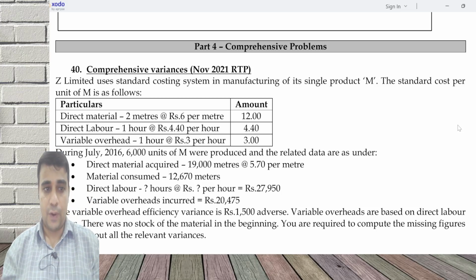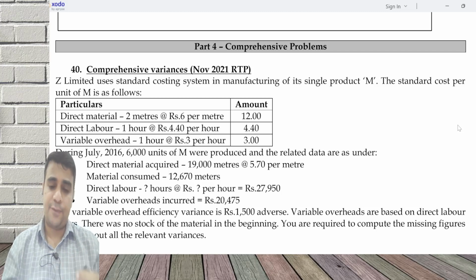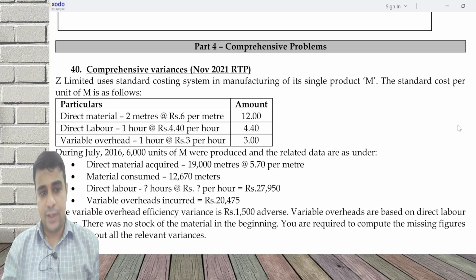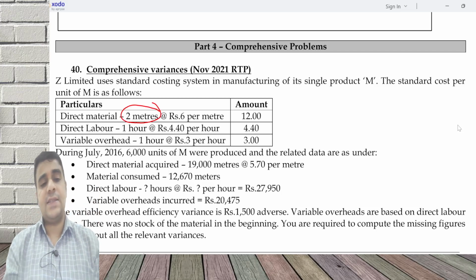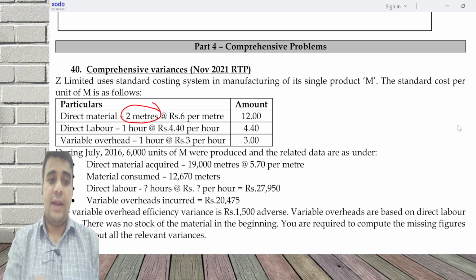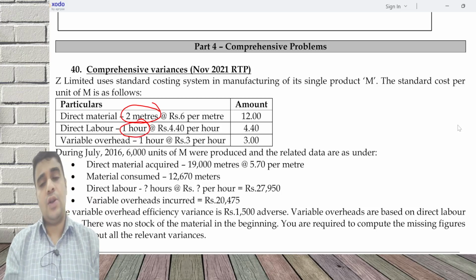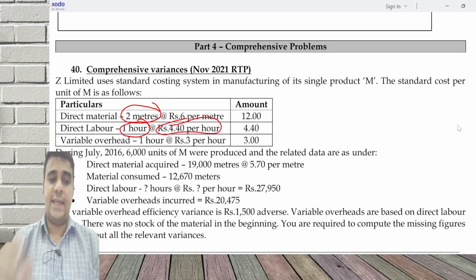Let's come to question 40. Z Limited uses standard costing system in manufacturing its single product M. The standard cost per unit of M is as follows. This is a very powerful data. When you read this, you'll have to read it like this. Material 2 meters at 6 per meter. 6 is the standard price. 2 is to 1 is the input output ratio. Direct labor 1 hour equal to 1 unit is the standard equation, and 4.40 is the SR.